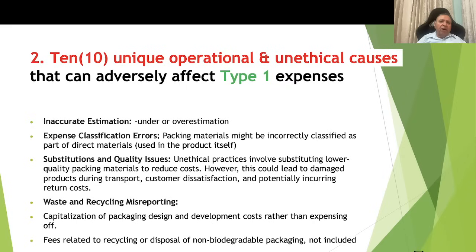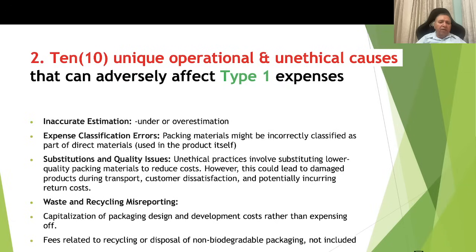Now, 10 unique operational and unethical causes that can adversely impact the type 1 expenses, that means related to packing. Inaccurate estimation, which is under or overestimation. Expense classification errors. Packing material might be incorrectly classified as part of direct materials used in the product itself. Substitution and quality issues. Unethical practices involve substituting lower quality packing material to reduce the cost. However, this could lead to damaged products during transportation, customer dissatisfaction, and potentially incurring product return cost.